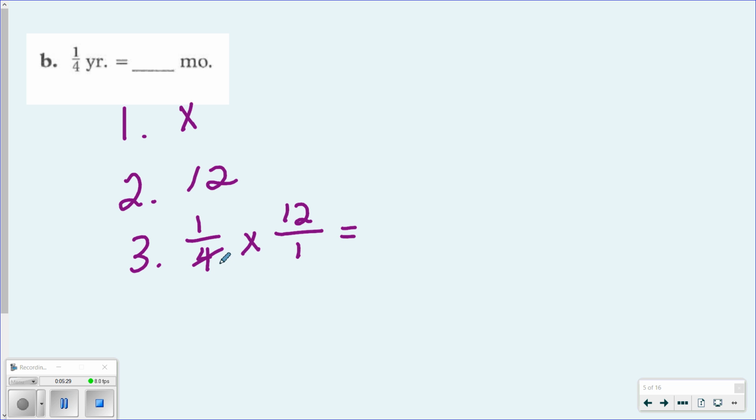Do some cross canceling. So 4 divided by 4 is 1. 12 divided by 4 is 3. So we have 3 over 1, which equals 3. So 1/4 of a year is 3 months. I'm going to skip letter C for now. We'll come back to that in a minute.